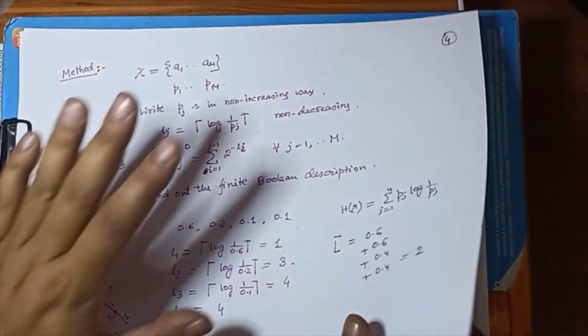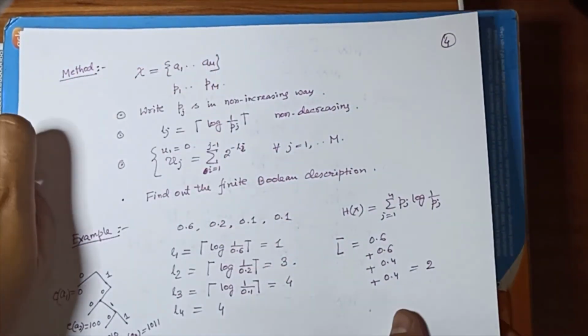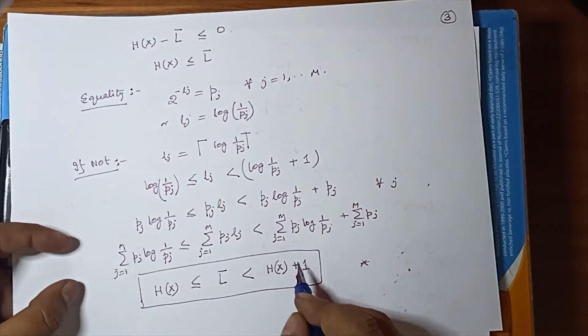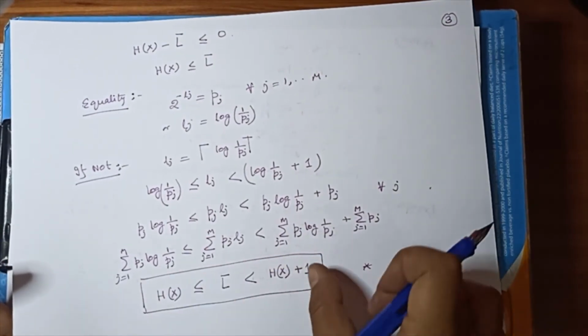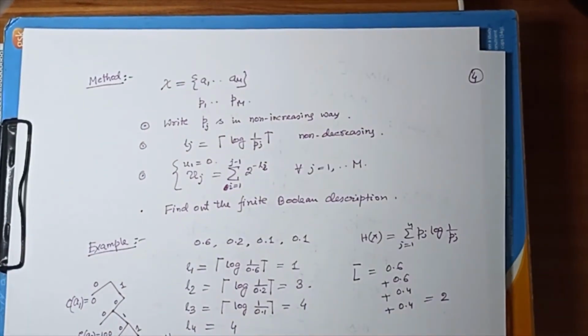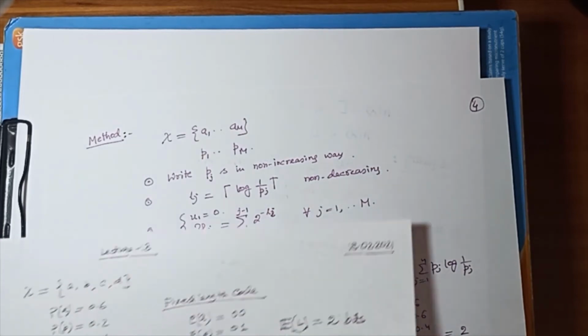It is ensuring that you can create a code which will satisfy this inequality. Definitely the L min will satisfy this inequality, but this side is not that tight. So we need a better code, and that better code was developed by David Huffman. So let me talk about that.